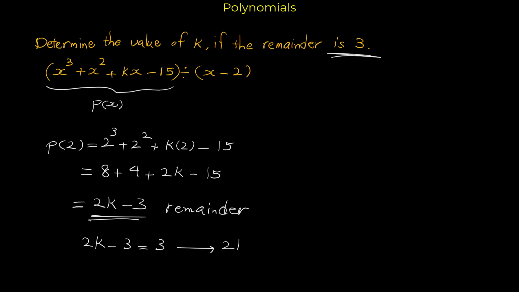So from here, 2k equals 6. Move the 3 to the other side, it would be 3 plus 3, or add 3 to both sides. So from here, by dividing both sides by 2, we have k equals 3.